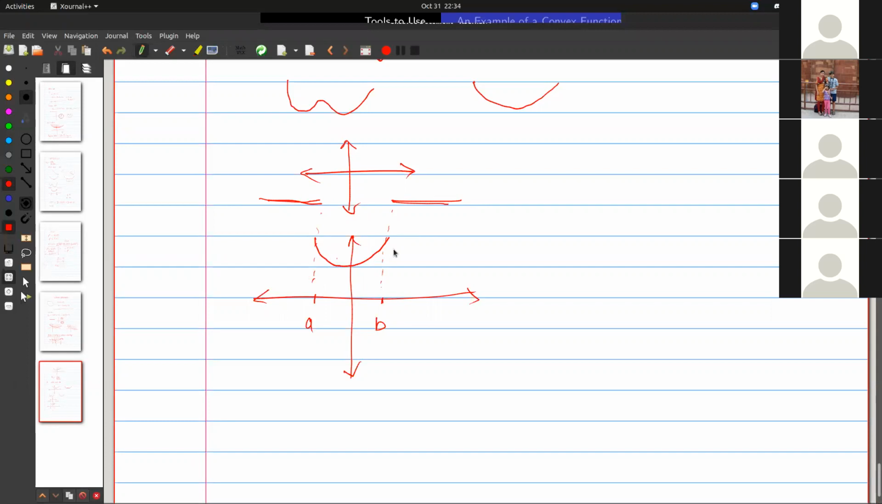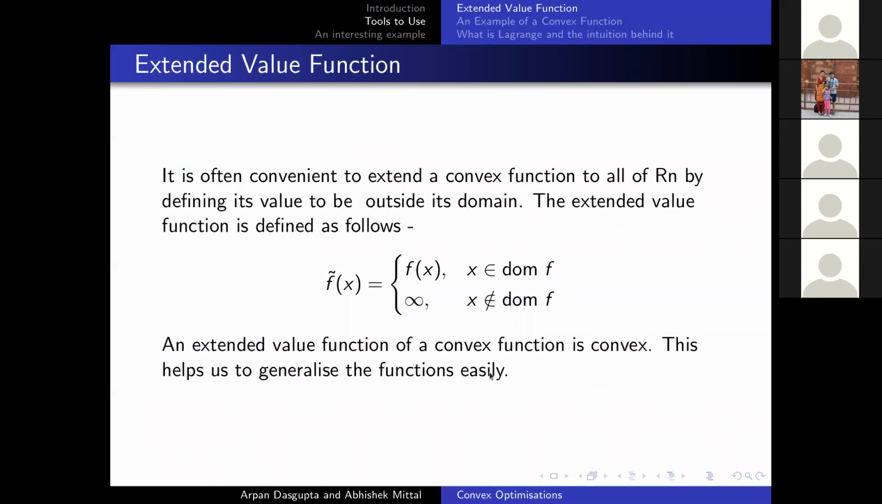the reason it is useful is that for a convex function, its extended value function is also convex. So it's hard to imagine how this is a convex function with infinity, but you can see it in the form of an epigraph and see that this is a convex set. So the extended value function of a convex function is convex.